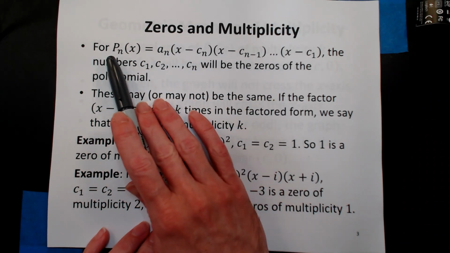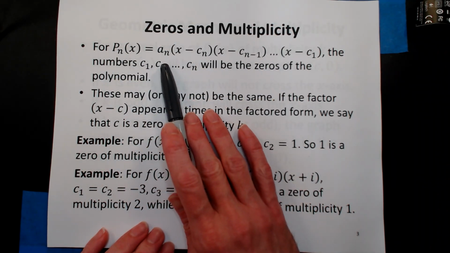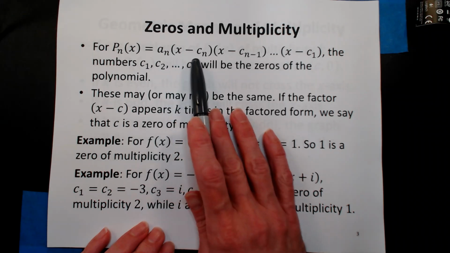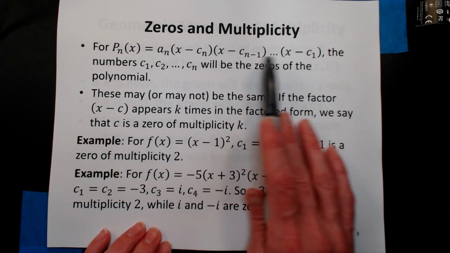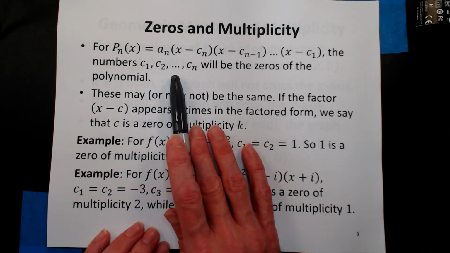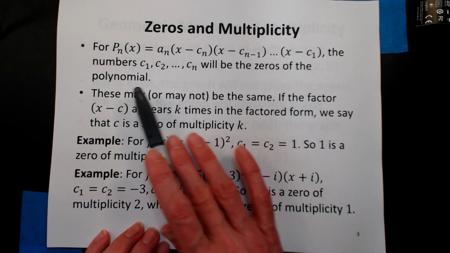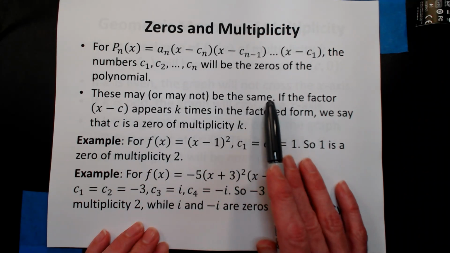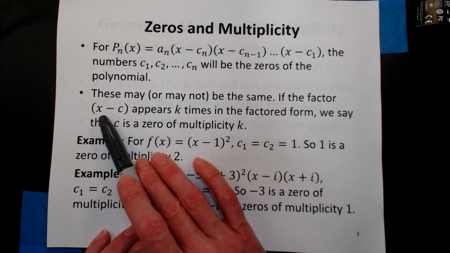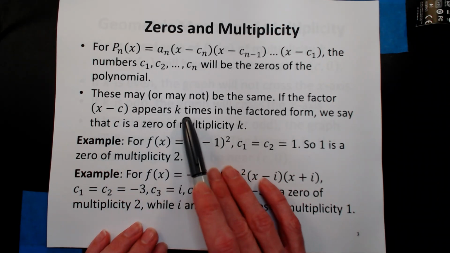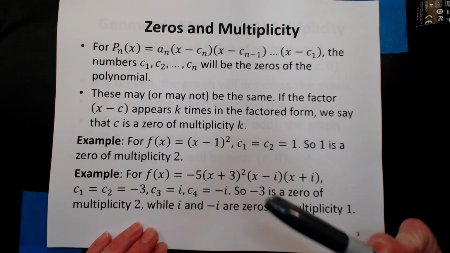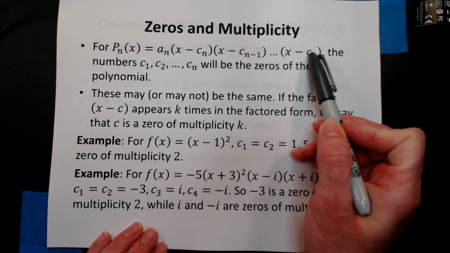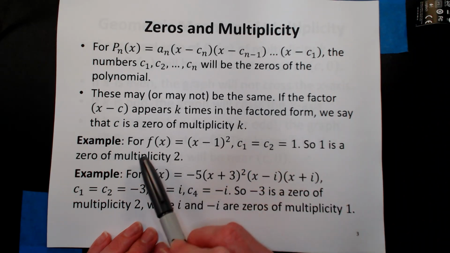Zeros and multiplicity. For p sub n of x equals the leading coefficient a sub n times your linear factors all the way down to the last one, c sub 1, the numbers c sub 1, c sub 2, all the way to c sub n will be the zeros of your polynomial. These may or may not be the same. If the factor x minus c appears k times in the factored form, we say that c is a zero of multiplicity k. So it's just saying these don't have to be unique. You can get repeated factors.